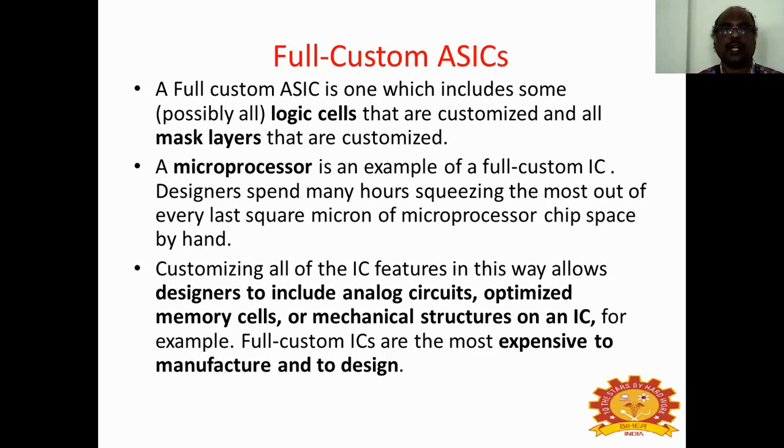A microprocessor is an example of a full custom ASIC. Designers have to spend many hours squeezing the most out of every last square micron of microprocessor chip space by hand. This is what is meant by the microprocessor, because it is going to be used by many applications, so it is a general purpose application. In the general purpose integrated circuit, a microprocessor, you have to design the logic cells in it, and the mask layers also have to be customized.